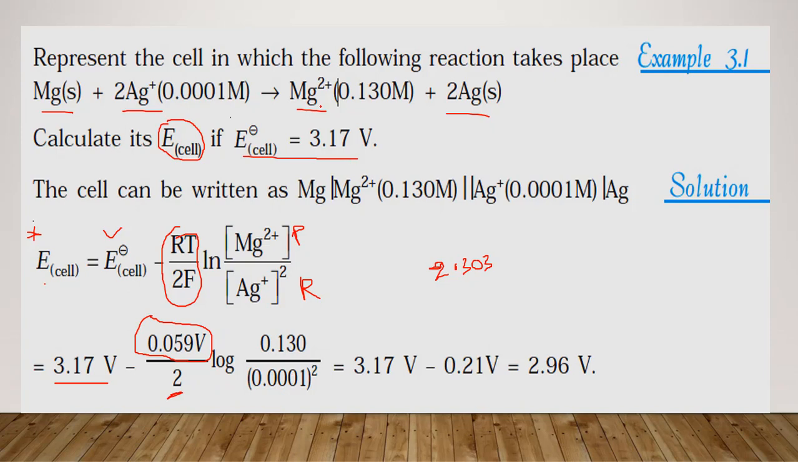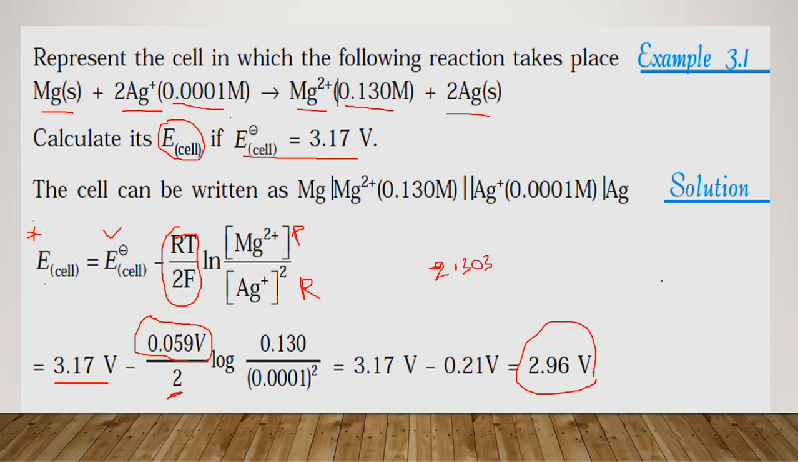See, product concentration, magnesium 2 plus concentration, what is given? 0.13, and as well silver concentration 0.0001. Of course, there 2 moles is there, that's why square. Then do the calculation, you will get 2.96.